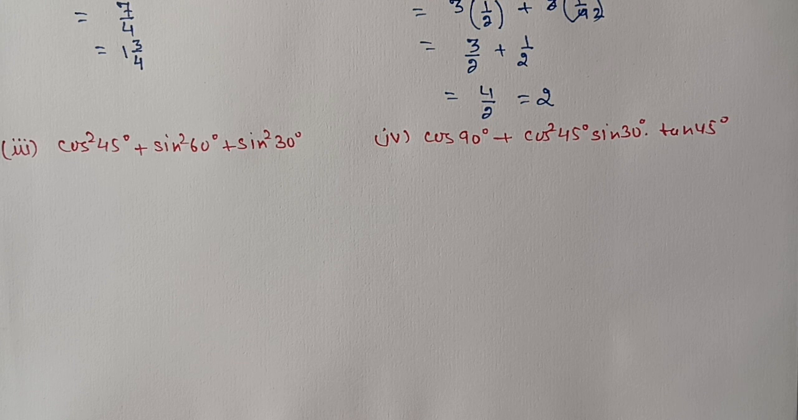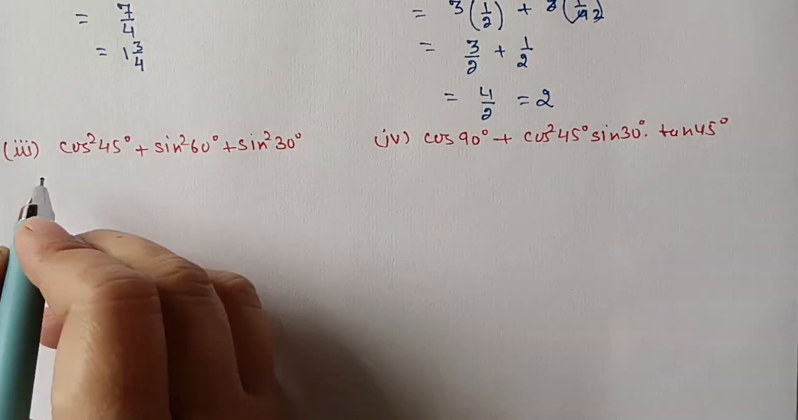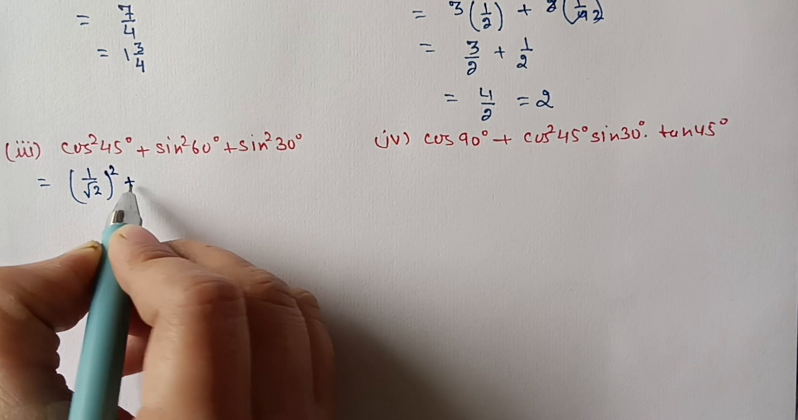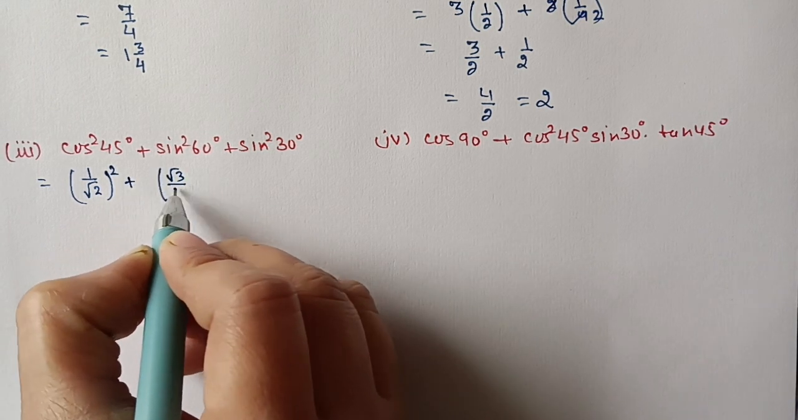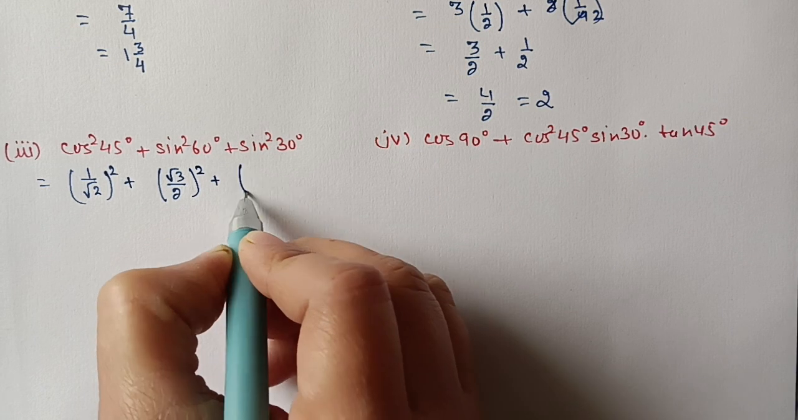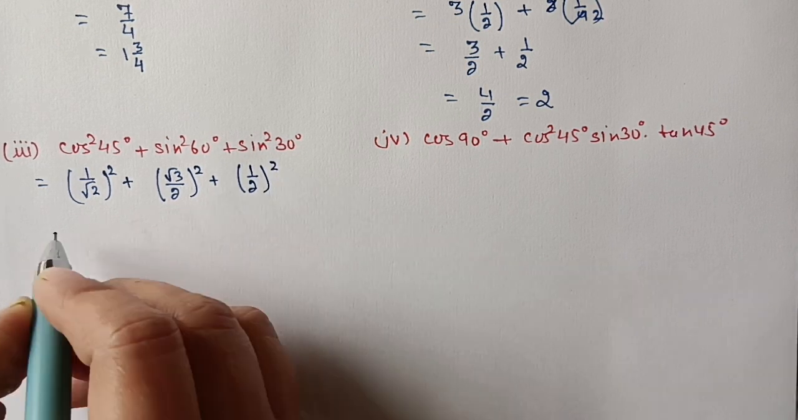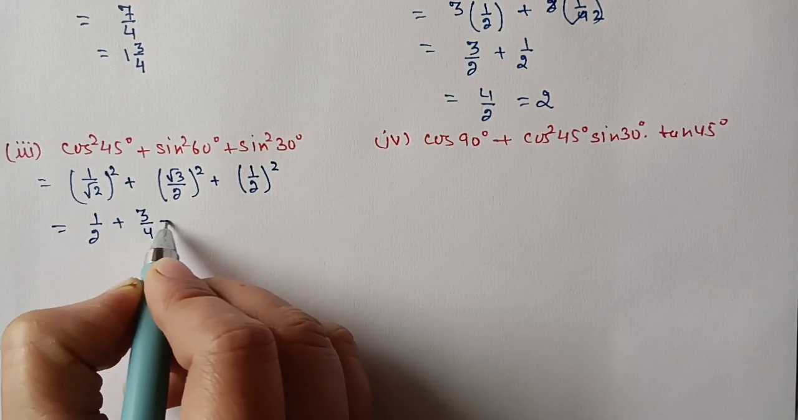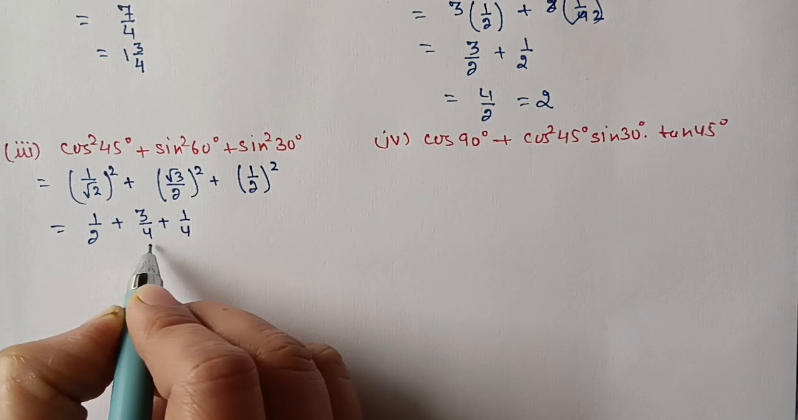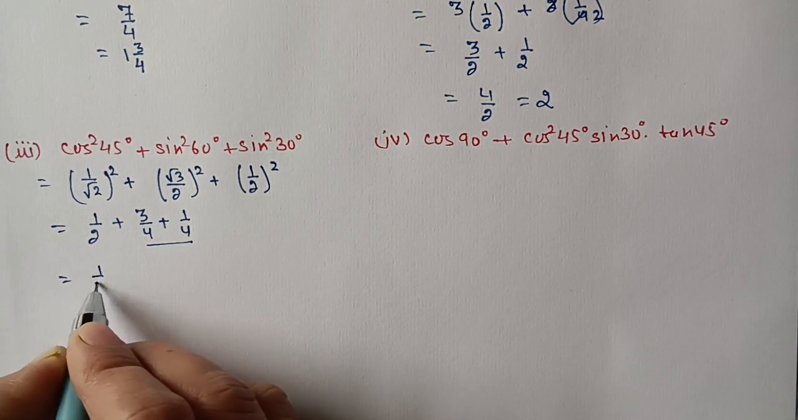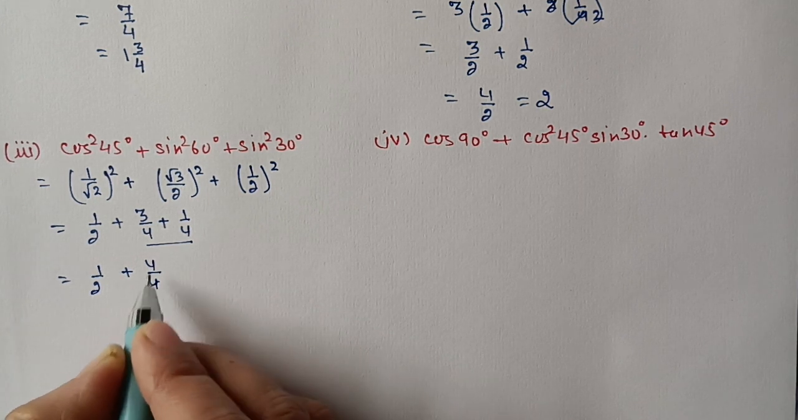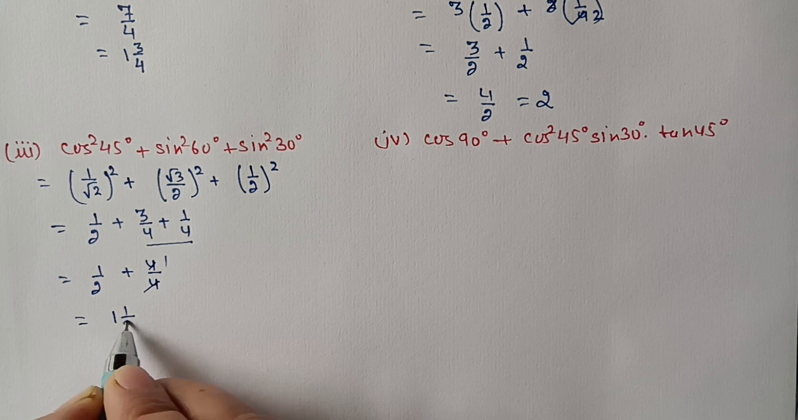Next, the third part: cos square 45 plus sin square 60 plus sin square 30. Cos 45 value is 1 by root 2 whole square. Sin 60 value is root 3 by 2 whole square. Sin 30 value is 1 by 2 whole square. So this will become 1 by 2 plus 3 by 4 plus 1 by 4. So these two we can simplify. 3 by 4 plus 1 by 4 means 4 by 4. 4 by 4 is equal to 1, and 1 plus half is 1 and a half.